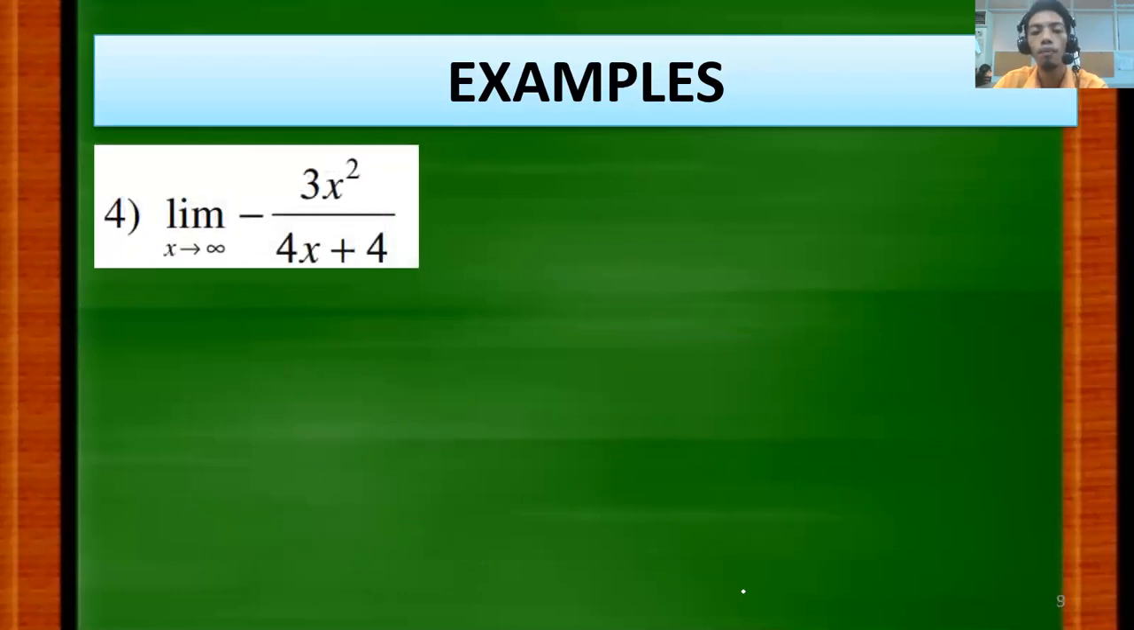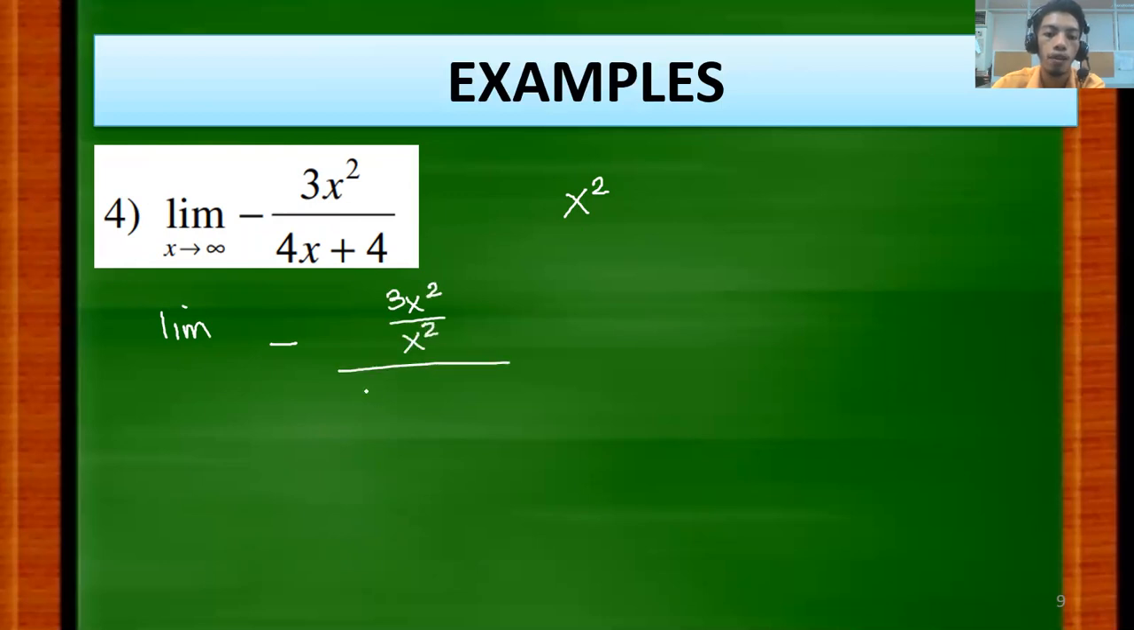Okay? Let's have example number 4. We have the limit of negative 3x squared over 4x plus 4 as x approaches positive infinity. So again, the highest power of x is x squared. We will divide each term by x squared. So you will have the limit of negative 3x squared all over x squared, divided by 4x over x squared plus 4 over x squared.